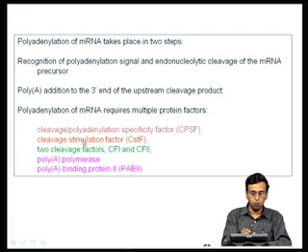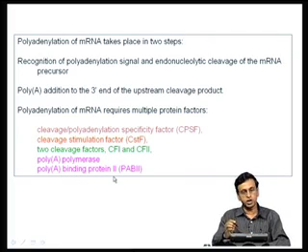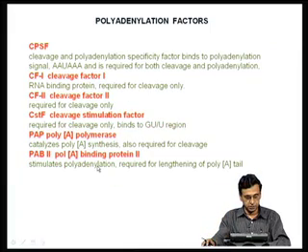CPSF, which is cleavage and polyadenylation specificity factor, cleavage stimulation factor or CSTF, and there are two cleavage factors called CF1 and CF2. These three are involved in the first step of the polyadenylation, and once these three enzymes do their job and cut the pre-messenger RNA, two enzymes called poly A polymerase and poly A binding protein actually add a poly-A tail so that you get a polyadenylated messenger RNA species.